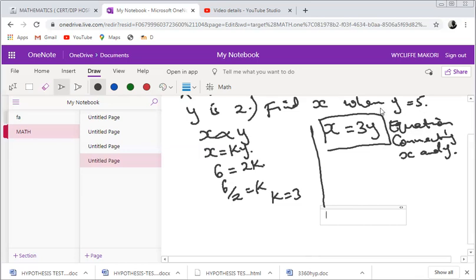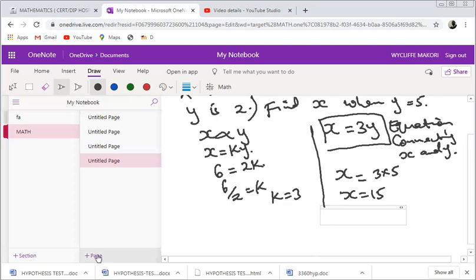After doing that, now we can calculate what x will be when y is 5. When y is 5, you can use the equation to calculate that. So x would be equal to 3 times 5, because here we are told it's 3y and y here is 5. So x will be equal to 15.